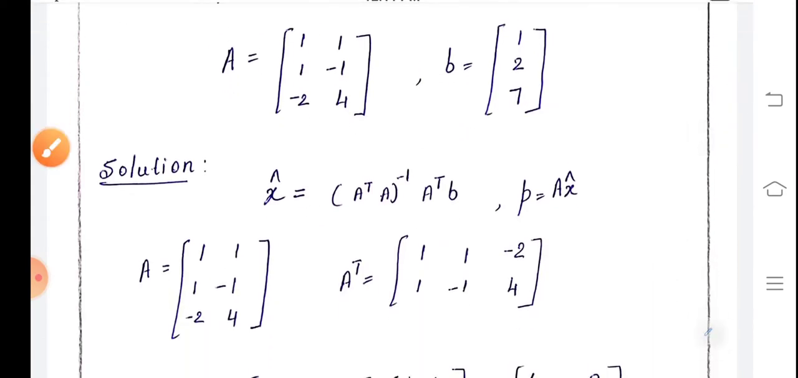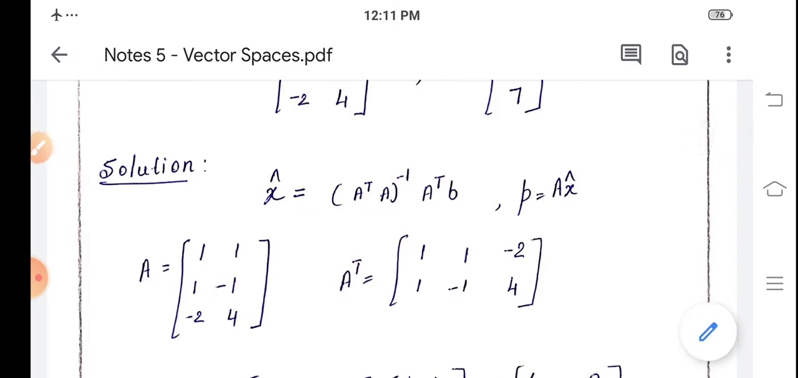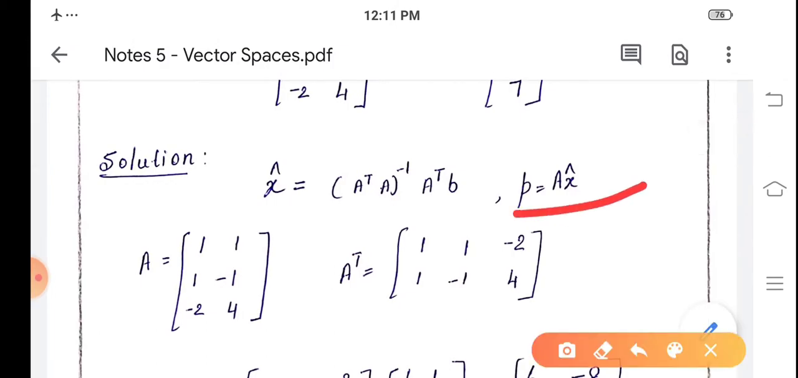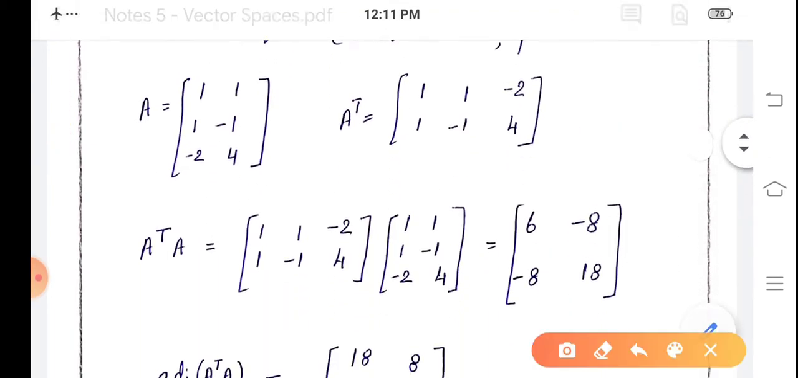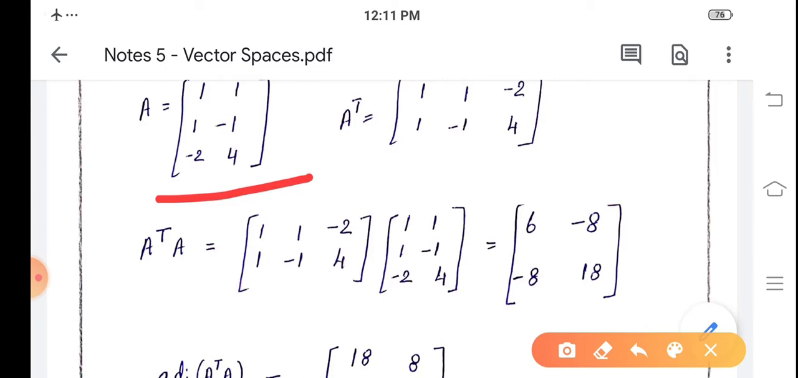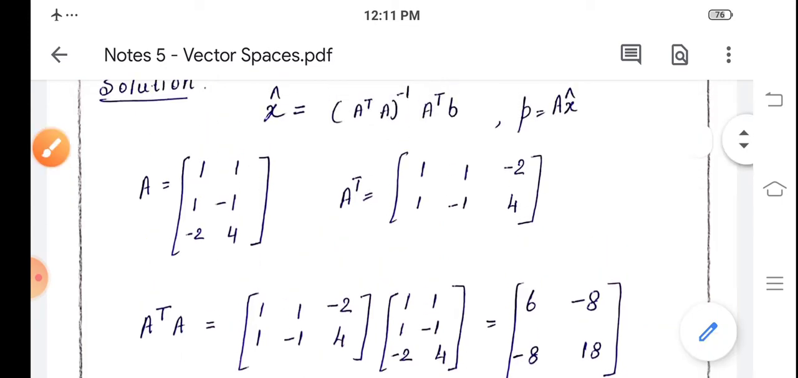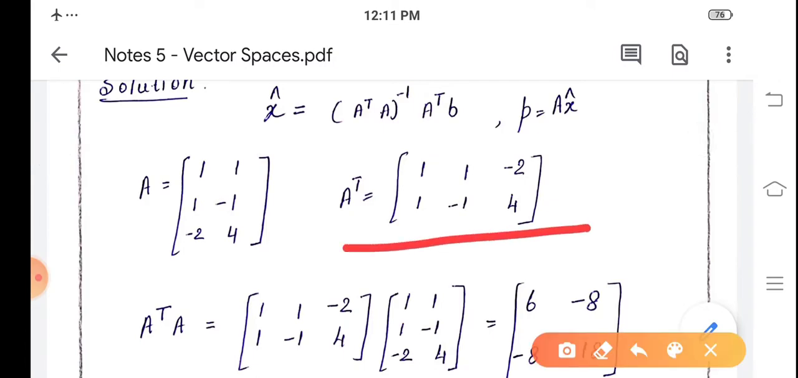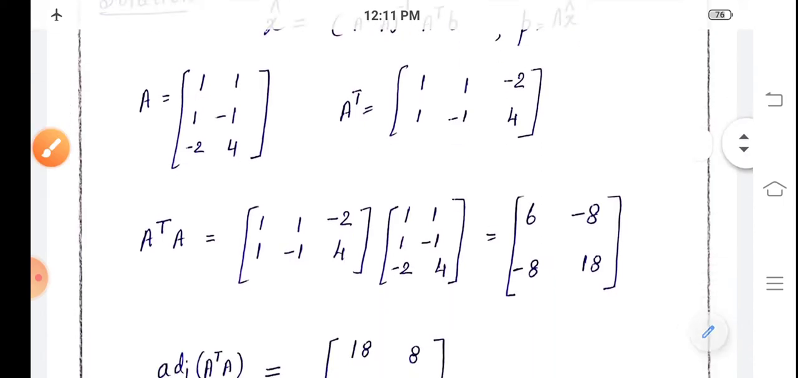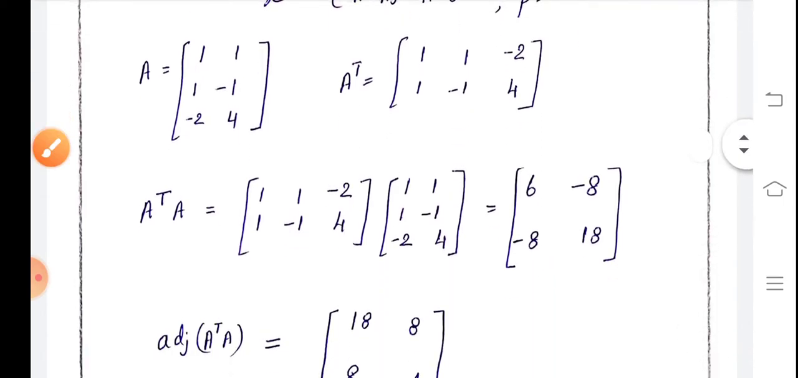We have the formula to find the least square solution, that is x cap equal to (A transpose A) inverse multiplied by A transpose B, and the projection of B onto the column space of A is given by P equal to A into x cap. The given matrix A has first column 1 1 minus 2, second column 1 minus 1 4. So we write A transpose as first row 1 1 minus 2, second row 1 minus 1 4. Now we multiply A transpose and A.